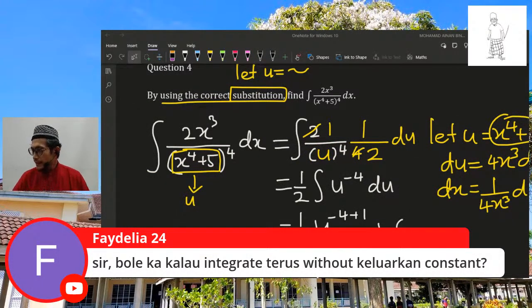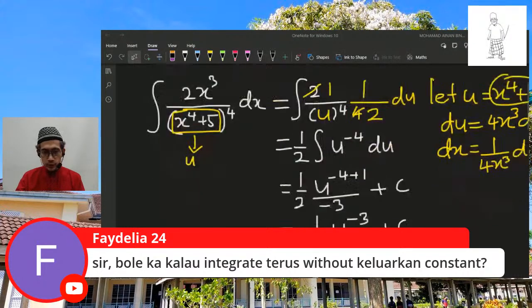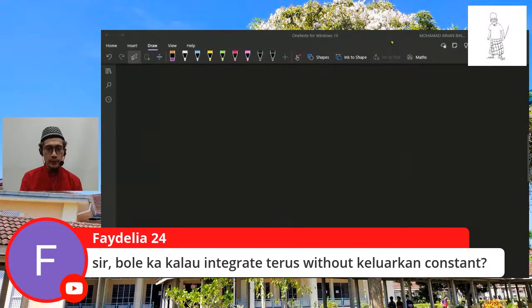Got a question. Is it okay to integrate directly without taking out the constant? Can, no problem. Good question. No problem. You can leave it out there. It's just that some students get confused. If you don't take out the constant, they will make a careless mistake. It doesn't matter much when we do an indefinite integral, but when you do a definite integral, for example, since you asked, let's do it below. For example, good question.